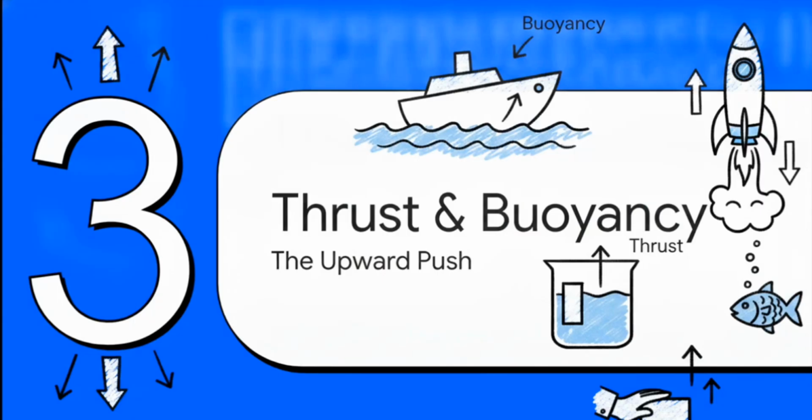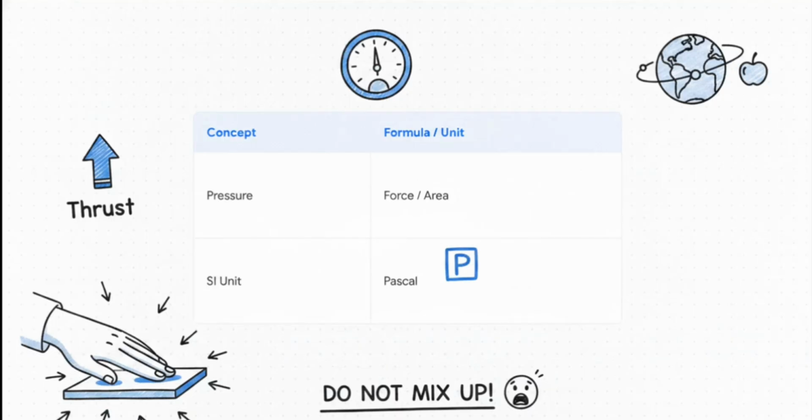Okay, Section 3. Thrust, pressure, and buoyancy. The upward push. We're moving from the invisible forces pulling us down to the physical interactions pushing back up. When a force, which is sometimes called thrust, is applied over a specific area, it creates pressure. The formula is beautifully straightforward. Pressure equals force divided by area. Oh, and a massive tip for test day. Your notes explicitly remind us that the SI unit for pressure is the Pascal. Make sure you remember that one.